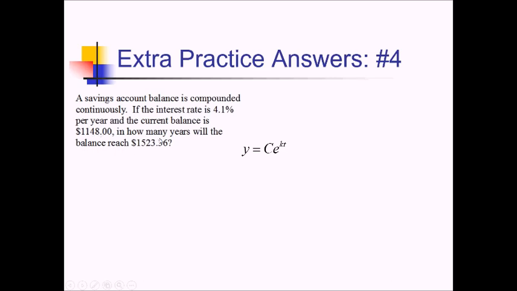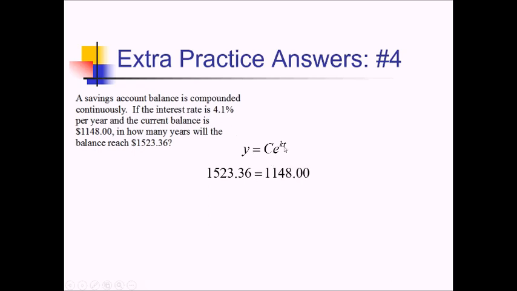So what are we actually solving for? We're asking in how many years. So we need to solve for t at some point. That means we need to plug stuff in for y, c, and k. So for the y value, that's the target amount that I want my money to reach. That's this $1,523.36. And the c value, that's the starting amount, the principal. That's the current balance of $1,148.